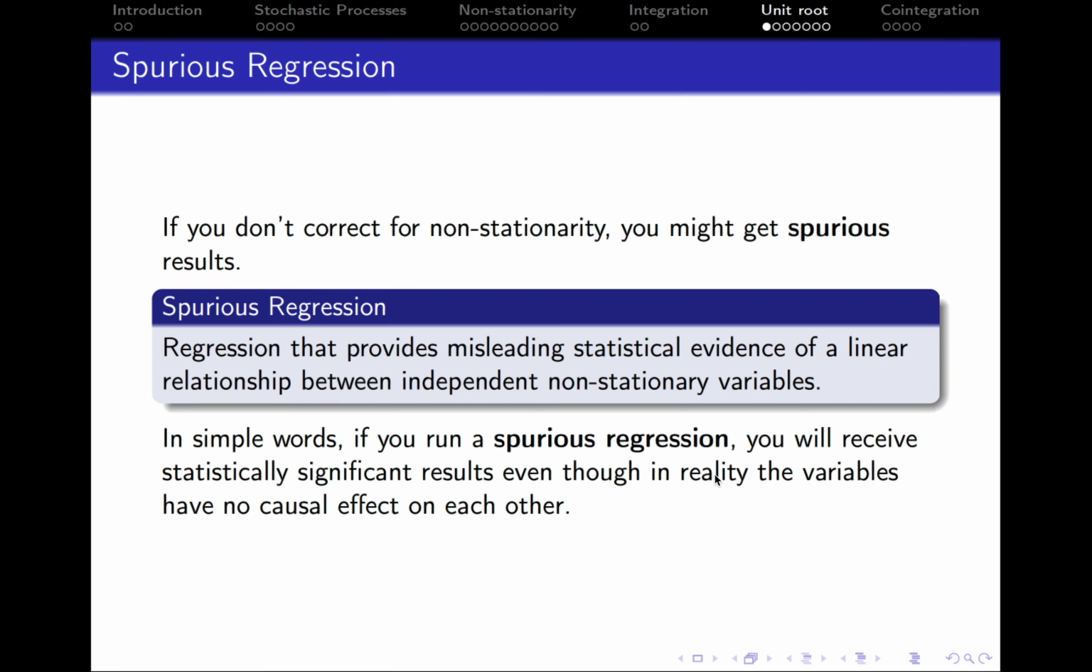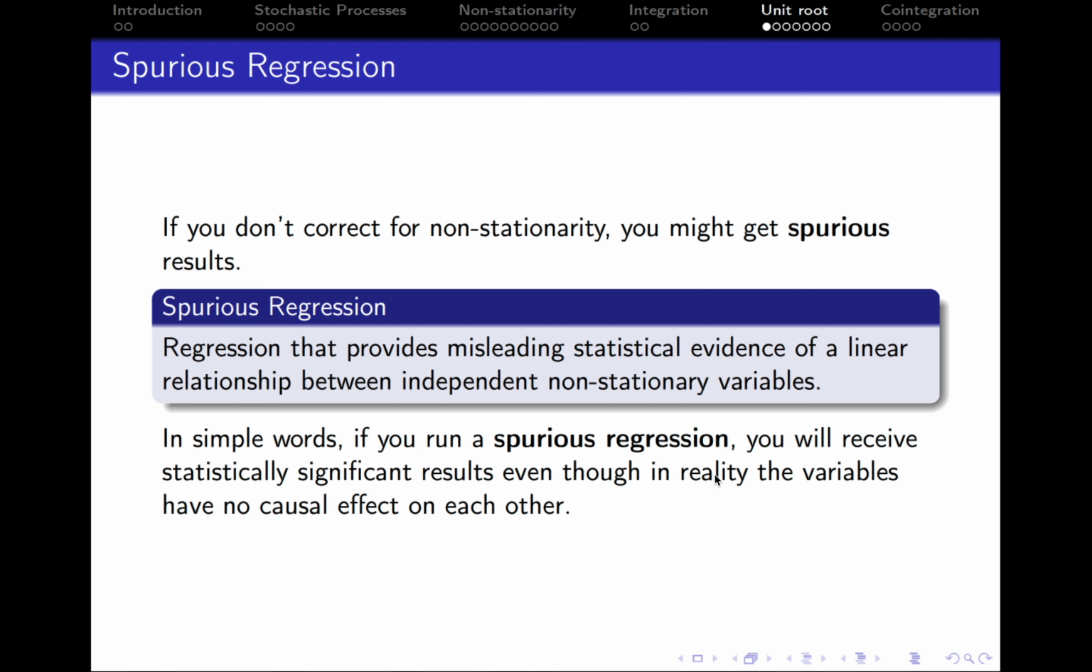The problem of non-stationarity is quite a serious issue that we need to know how to deal with, because if we don't correct for non-stationarity, we might get spurious results. And spurious regression is a type of regression that provides misleading statistical evidence of a linear relationship between independent non-stationary variables. So in very simple words, if you run a spurious regression, you will receive statistically significant results, even though in reality the variables have no causal effect on each other. So you will actually get fake results.